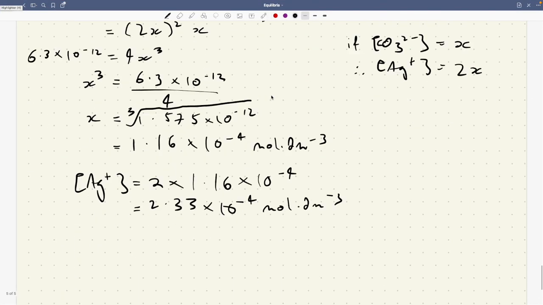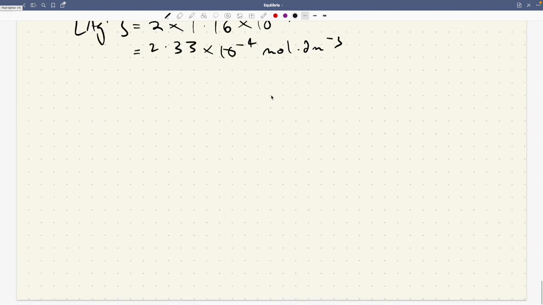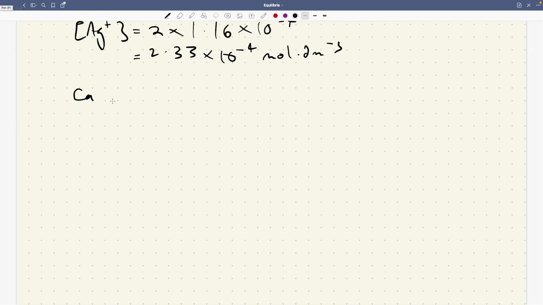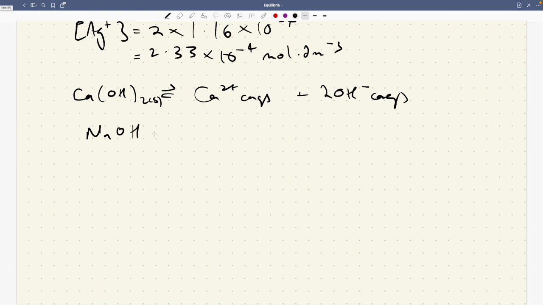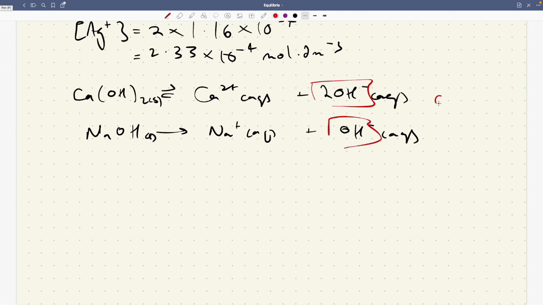So let's write a couple of equations here. If I go down and let's first of all write an equation for calcium hydroxide in water. So calcium hydroxide like that, it's going to be Ca(OH)2 solid, Ca2 plus aqueous plus 2OH minus aqueous like that. We've got an equilibrium there, we're in a saturated solution, but then we add some sodium hydroxide, NaOH. This will dissolve and will form sodium ions and hydroxide ions. What do we have? We have a common ion, the common ion being the hydroxide ion in this instance.